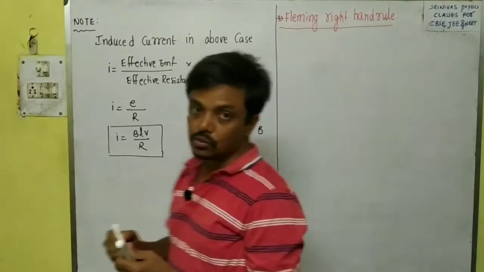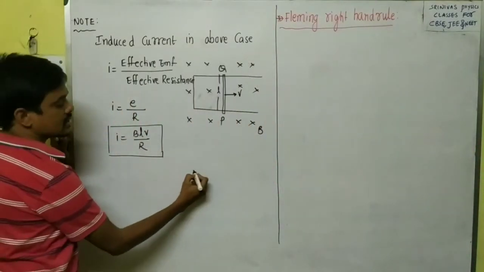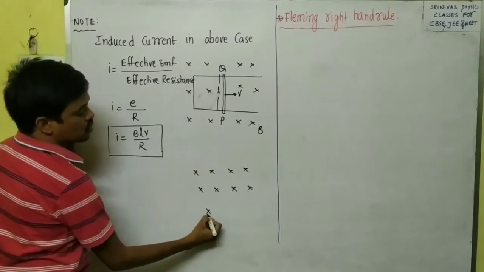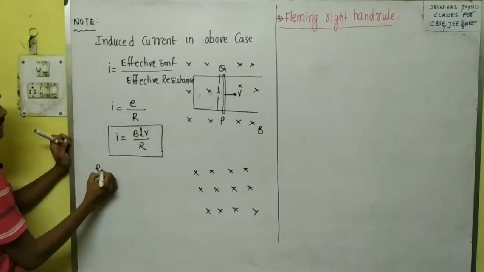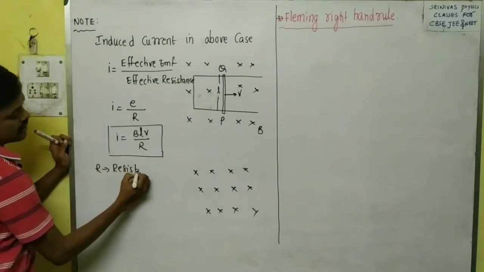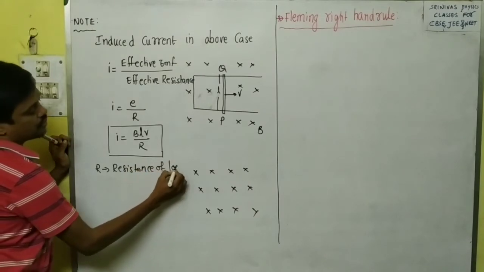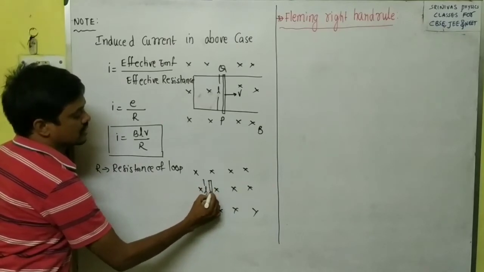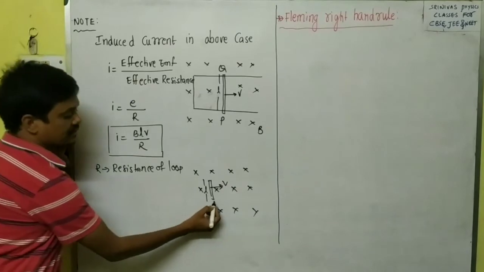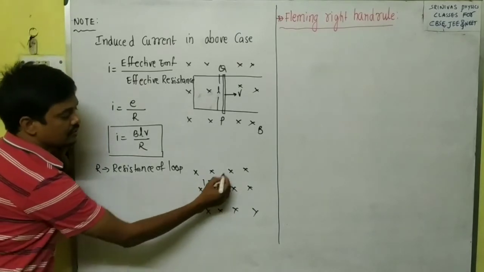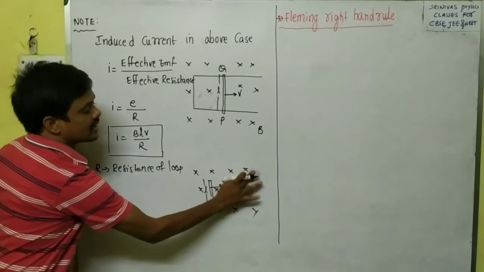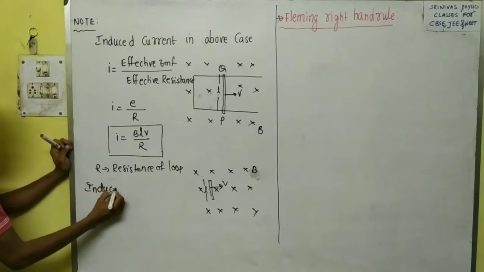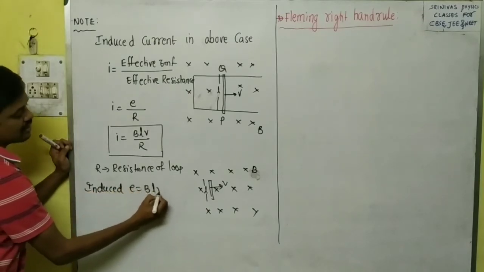Before going to this rule, I am telling you that if this is a conductor and this is a magnetic field, and the conductor of length L moves with a certain velocity, R is the resistance of the loop. The induced EMF across this conductor is given by the formula BLv. Then this formula is applicable: induced EMF E is equal to BLv.